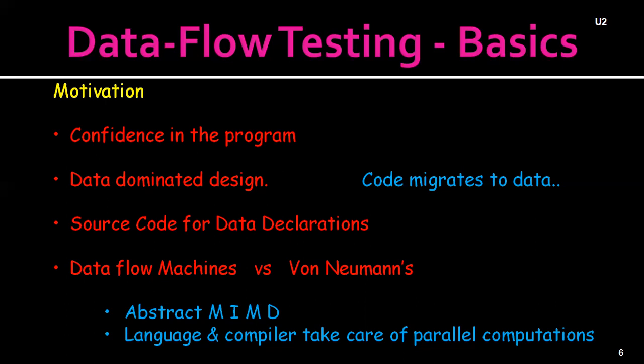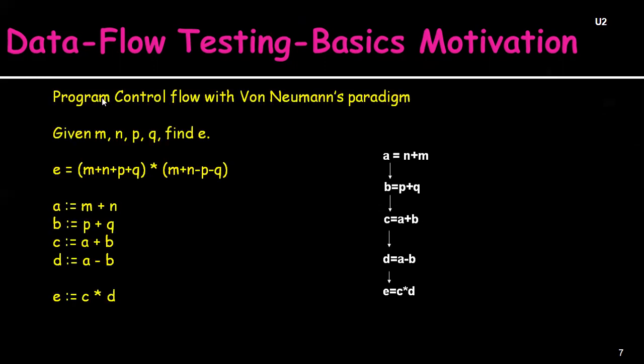Now let us see how this is going to be implemented. Suppose I have these instructions, in this sequence of execution: A is equal to M plus N, B is equal to P plus Q, C is equal to A plus B, D is equal to A minus B, E is equal to C into D. What exactly we are calculating is the E value, that is, (M plus N plus P plus Q) into (M plus N minus P minus Q), given M, N, P, Q. So here we are finding the E value by using this formula.